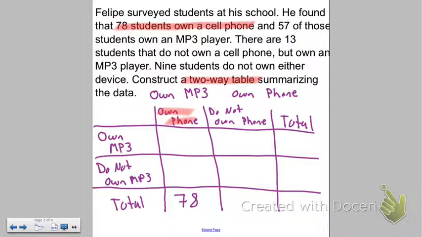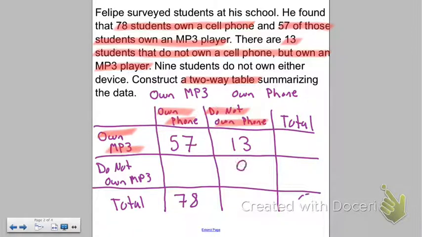57 of those students own an MP3 player. So own a phone and an MP3 player, that would be 57. The next piece of information is that there are 13 students that do not own a cell phone but own an MP3 player. So do not own a phone, but own an MP3 player. That would be 13. And 9 students do not own either device. So do not own an MP3 player and do not own a phone.